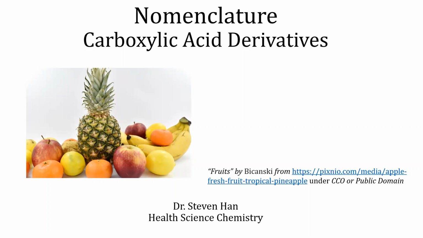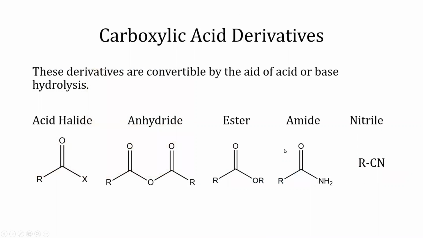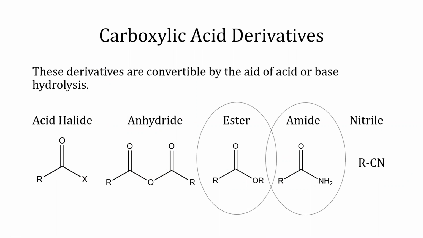This lecture is on carboxylic acid derivative nomenclature. Here are 5 derivatives of carboxylic acids from left to right. Each is convertible by the aid of acid or base hydrolysis. They are acid halides and anhydrides, esters, amides, and nitriles, with their general structures shown below. For this lecture, our focus is on ester and amide nomenclature.